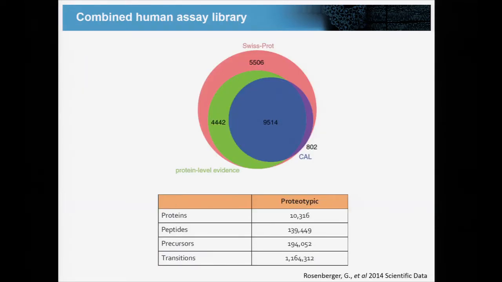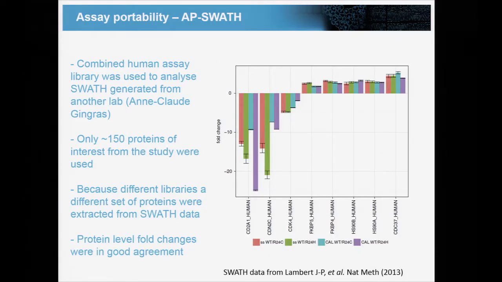Essentially, what we wanted to ask as part of this paper was, can this library be used at another lab, right? At the time that this was done, there wasn't that much SWATH data around from other labs, but one SWATH data set that was available was from Ankel Jangra's lab. She did affinity purification studies, and she'd already published this paper, right? So we said, okay, we're going to take our library, we're going to take her SWATH data, and we're going to see if we can reproduce her results. We took out the 150 proteins of interest that were used in this study, so we pulled these out of our library. We redid the targeted analysis on her data, and essentially these are the results.